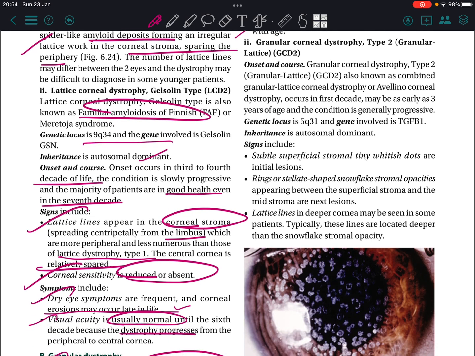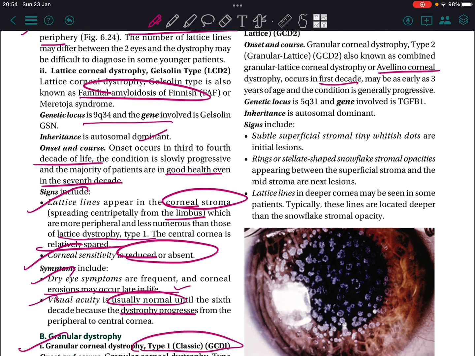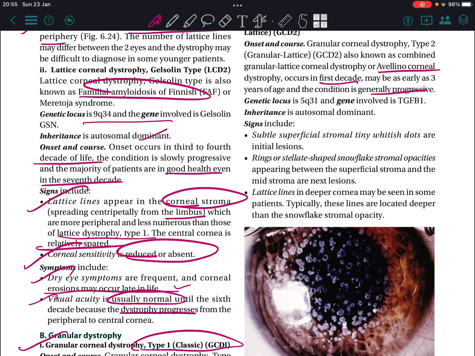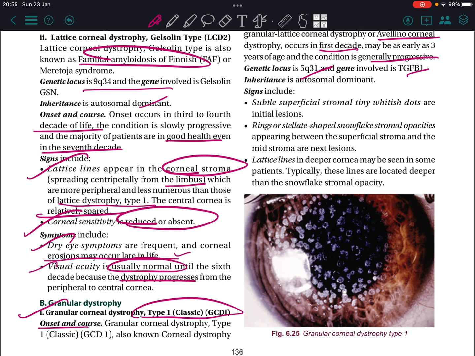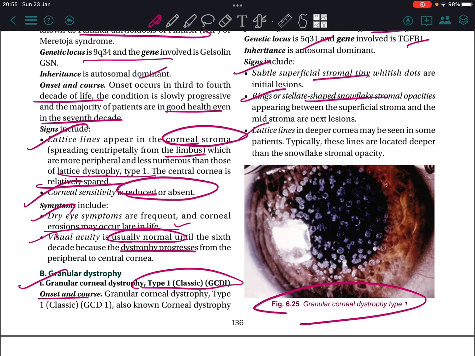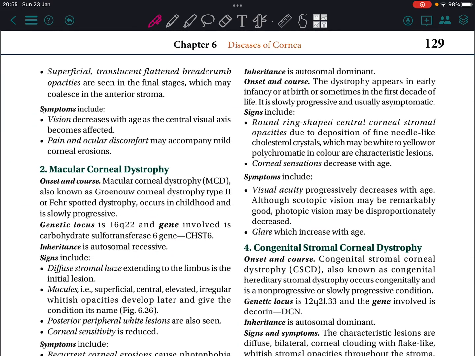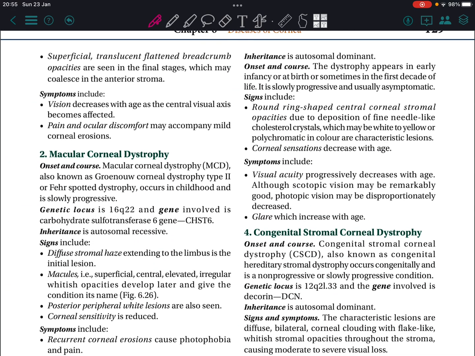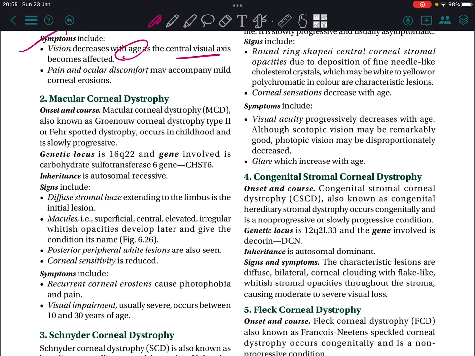Granular corneal dystrophy type 2 is also known as combined granular lattice corneal dystrophy or Avellino corneal dystrophy. It occurs in the first decade, maybe as early as 3 years of age. The condition is generally progressive. 5q31, TGFBI. Signs: subtle superficial stromal tiny white spots, ring and stellate shaped snowflake stromal opacities, and lattice lines in the deeper cornea. Granular corneal dystrophy type 1: superficial translucent flattened breadcrumb opacities. Symptom: vision decreases with age as the central visual axis becomes affected.